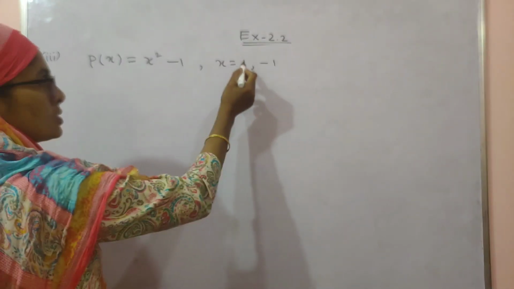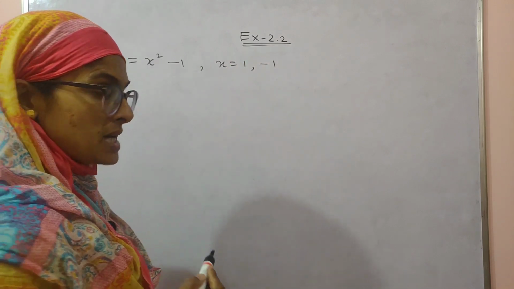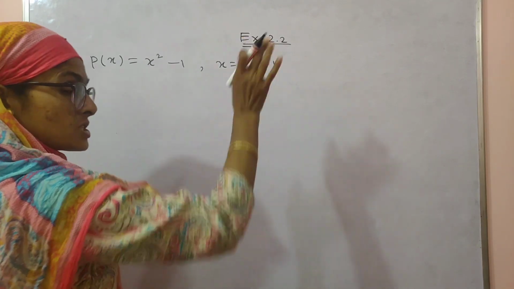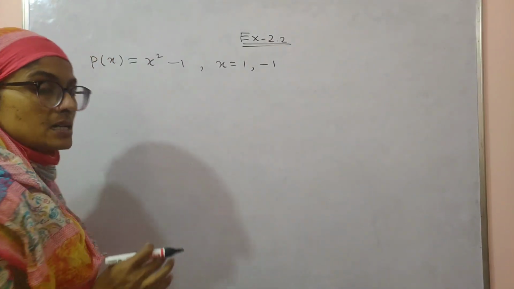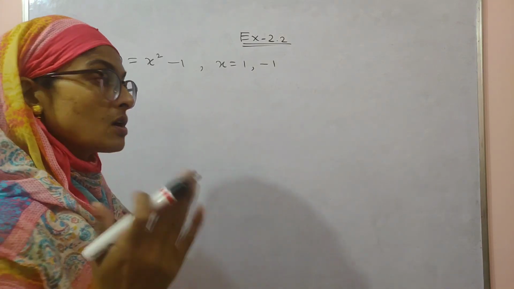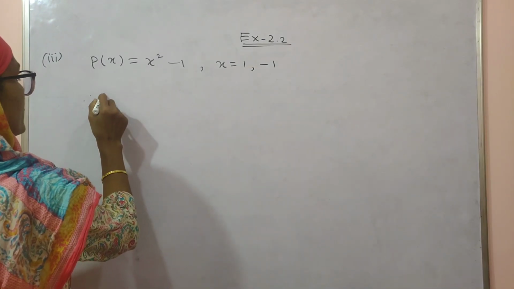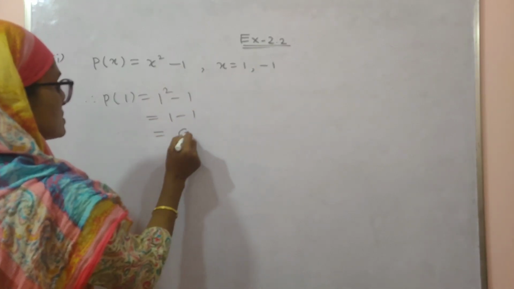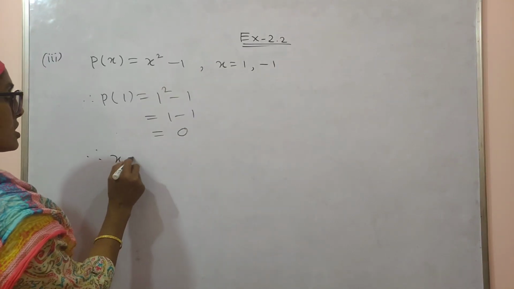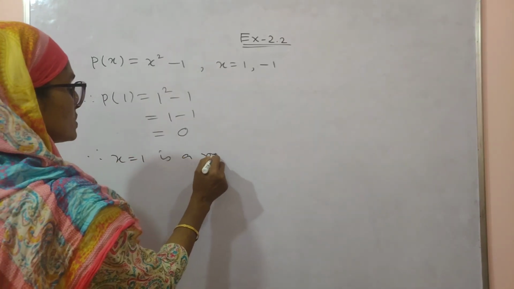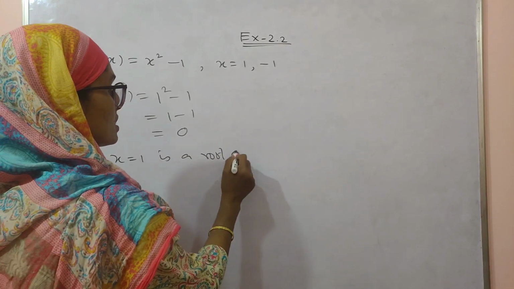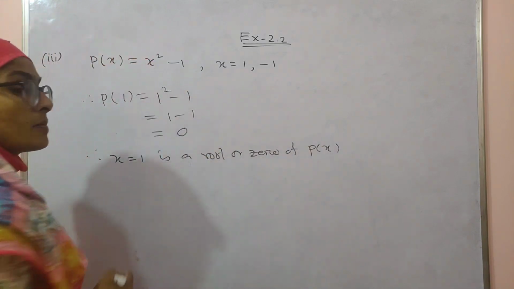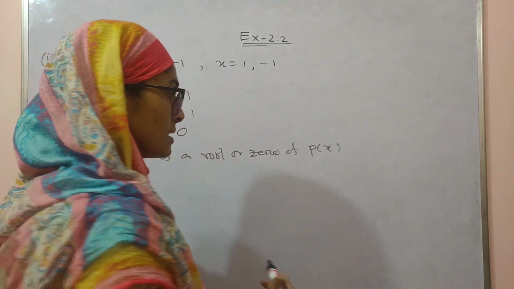Number 3, p of x equal to x square minus 1. Here given x equal to minus 1, x equal to plus 1. So you have to check for x equal to 1 and x equal to minus 1, whether the value of p of x is equal to 0 or not. Therefore, p of 1 is 1 square minus 1, which is 1 minus 1, you will get 0. Therefore, x equal to 1 is a root or 0 of p of x. You can write 0 of p of x or 0 of the polynomial.